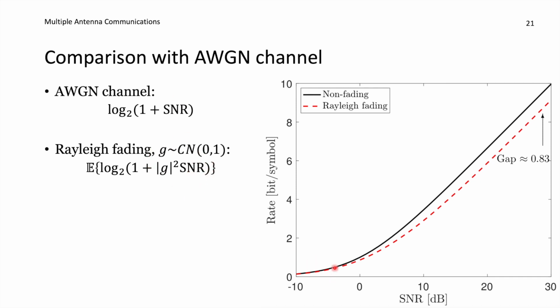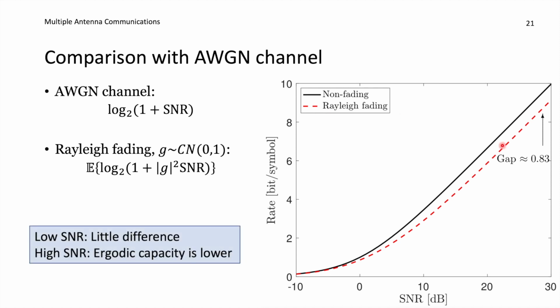But as we are going up in SNR, there is a gap between them, and we have a lower number when we have Rayleigh fading. So there is still a penalty of having a fading channel in the fast fading case. So at low SNR, little difference. At high SNR, the ergodic capacity is lower than the corresponding additive white Gaussian noise channel. And one can actually quantify the gap. We are losing 0.83 bits per symbol at high SNR. And this has to do with the fact that the logarithm is saturating at high SNR. It's not growing linearly anymore. So when we have a bad channel, we are losing more than we are benefiting when we have a good channel.